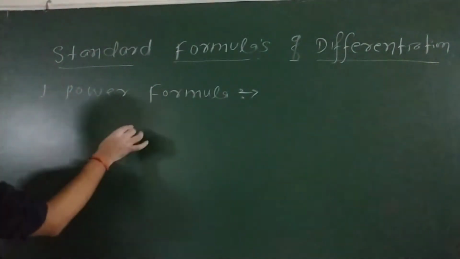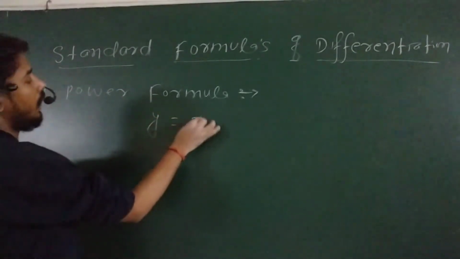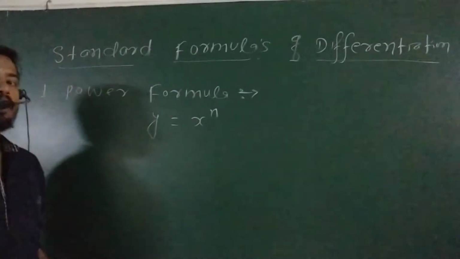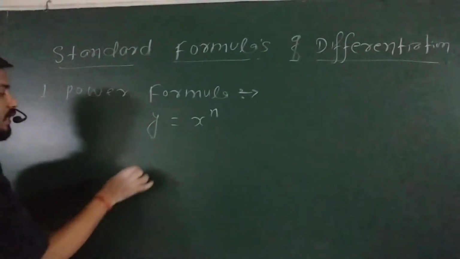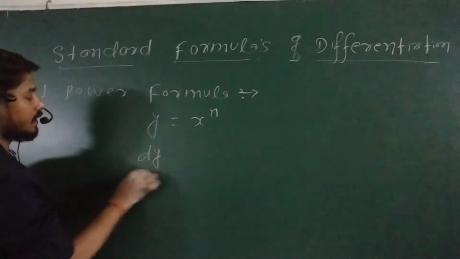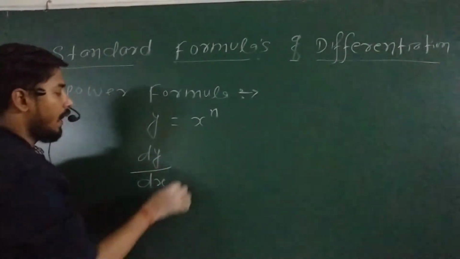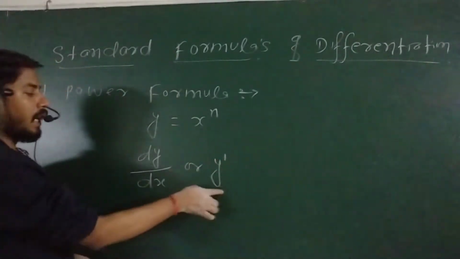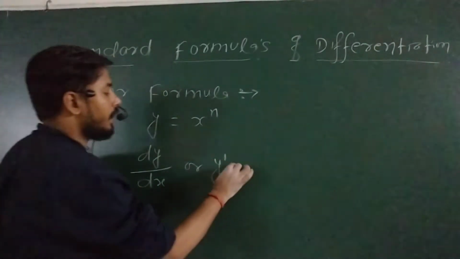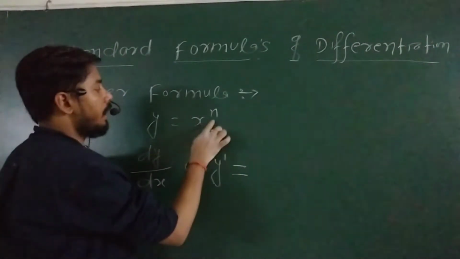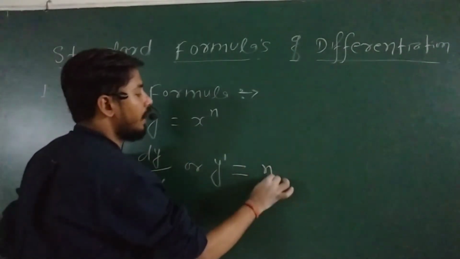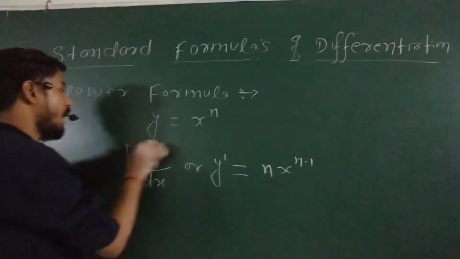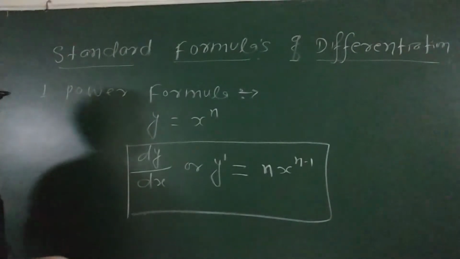So power formula: suppose y is equal to x power n. So how can we find its differentiation? Its differentiation dy by dx, or this can be written as y prime. Y prime is also differentiation. So its rule is, if the power is n, its differentiation will be n into x power n minus 1.